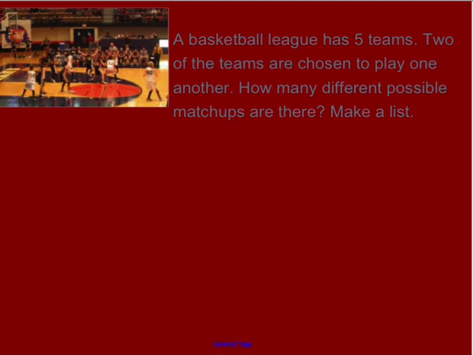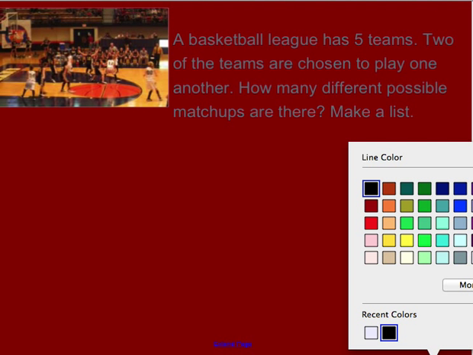So for number 1, it says a basketball league has 5 teams. 2 of the teams are chosen to play one another. How many different ways are there? Well, does it matter the order in which we choose the teams? No, because ultimately 2 of the teams have to play each other. So we're starting with 5, and then we're going to choose 2.